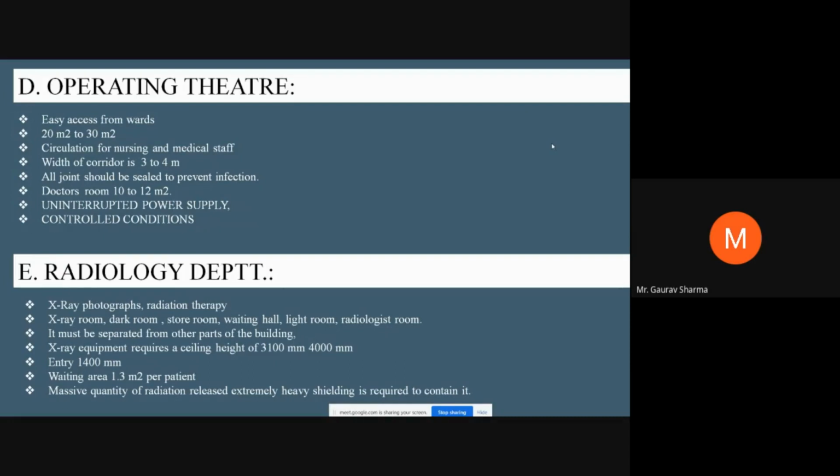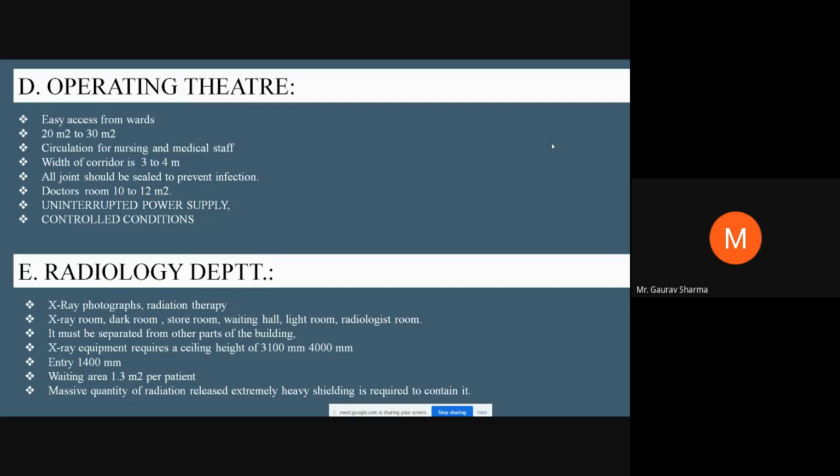Okay. The next one we have is a radiology department that directly deals with the X-ray photographs and the radiation therapy that is to be provided to a patient of cancers. Okay, so that is again important. This room should be first of all separated from the other facilities of the hospital building. It has an X-ray room, a dark room, a store room, a waiting hall, light room, radiologist room, that is the person who is taking care of this individual department. Okay, so these are all important things that should be considered while planning a radiology department inside a hospital.